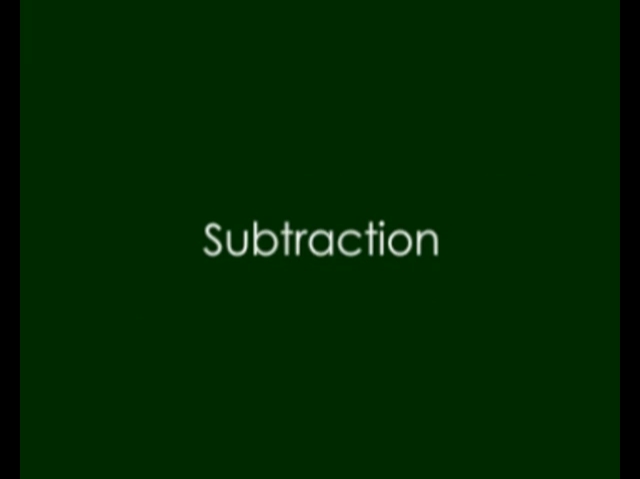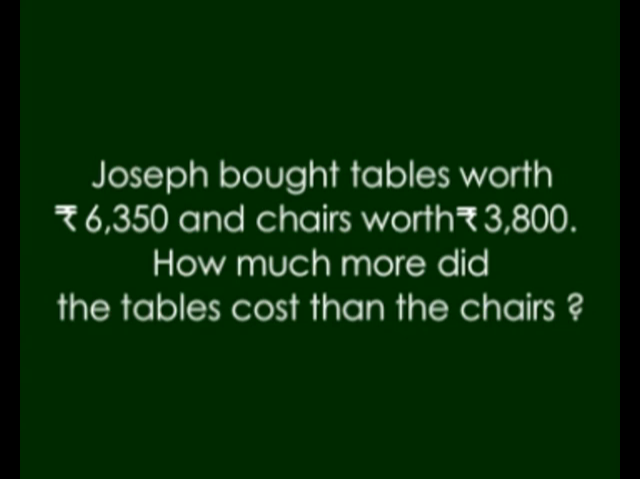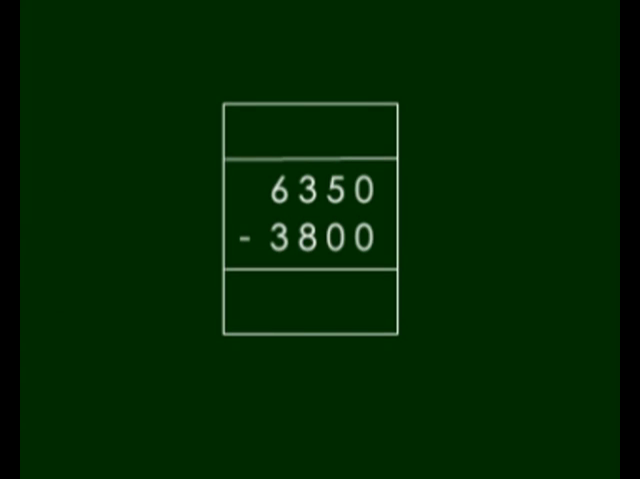Subtraction. Exercise. Joseph bought tables worth rupees 6,350 and chairs worth rupees 3,800. How much more did the tables cost than the chairs? Here we do the subtraction. 6350 minus 3800. 6350 rupees of tables, 3800 rupees of chairs.